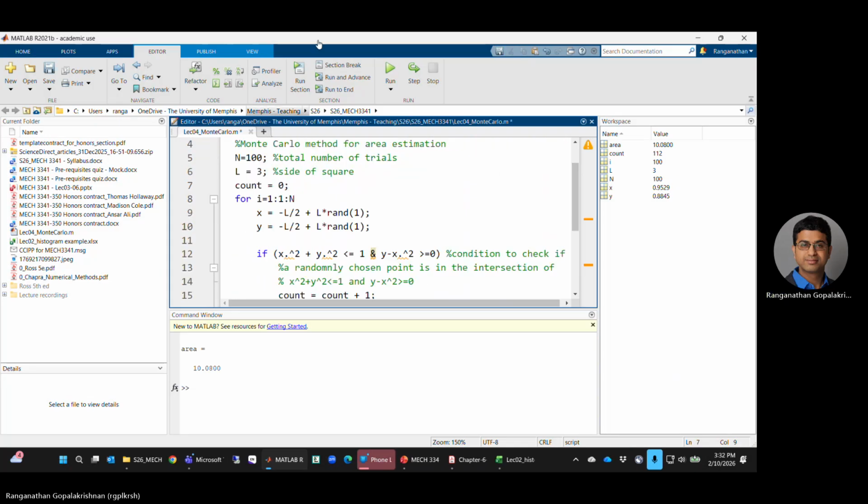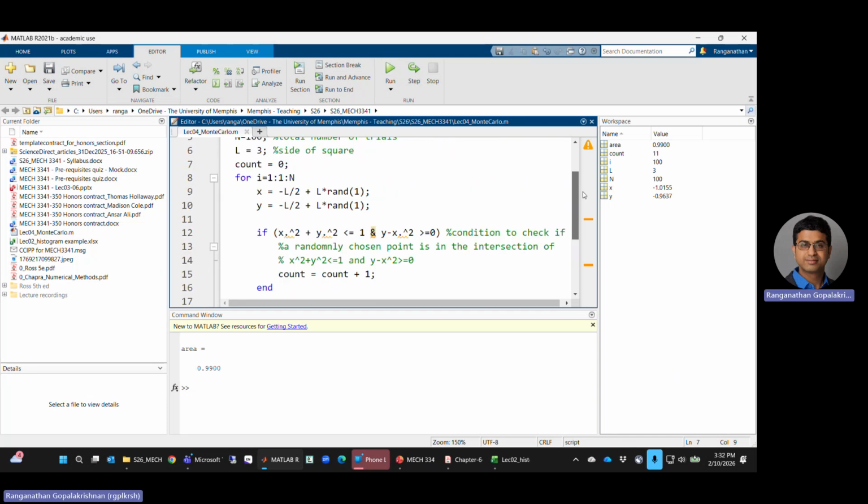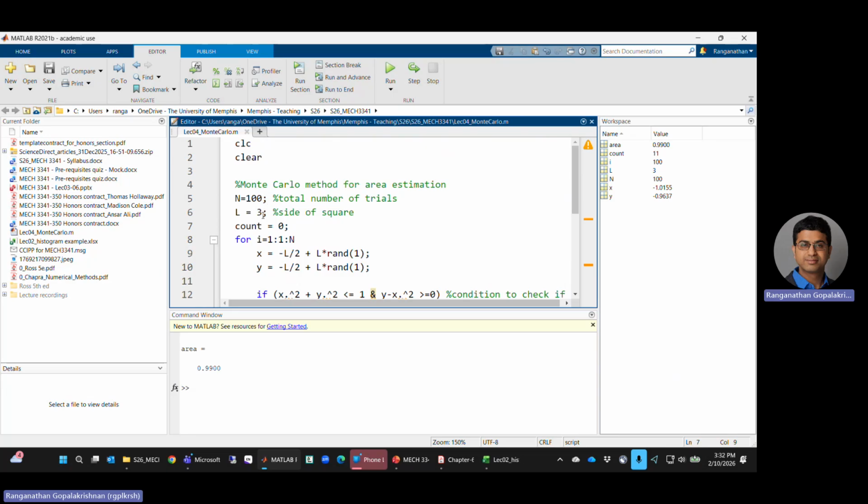count. Sorry, that was a mistake. All right, not 10.08. You will get about 0.99 if you did 100 trials with a side of 3. Can you try that on your code and see if you get not exactly this, but at least something similar?